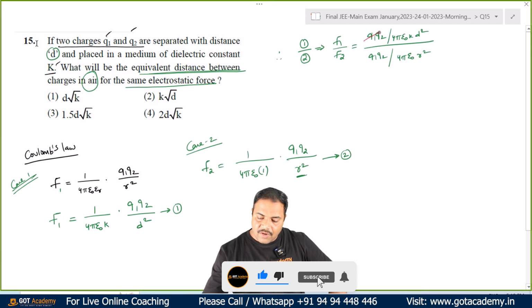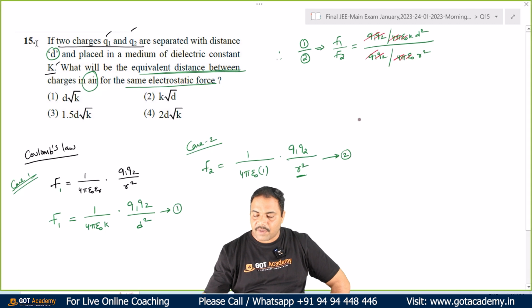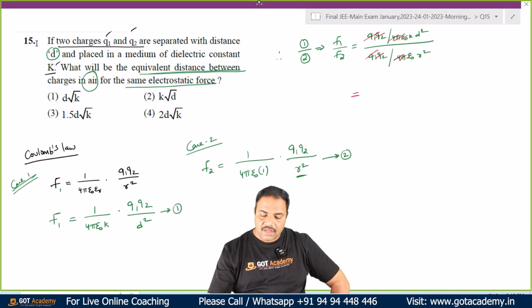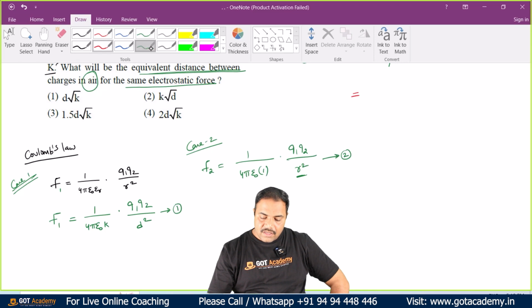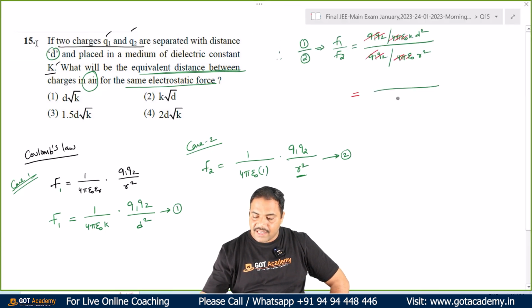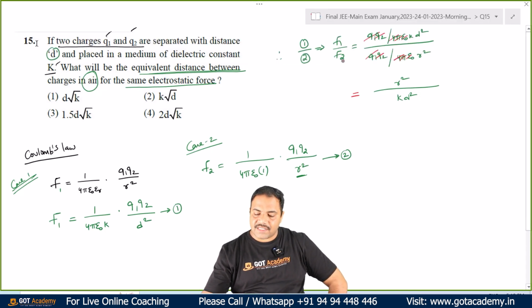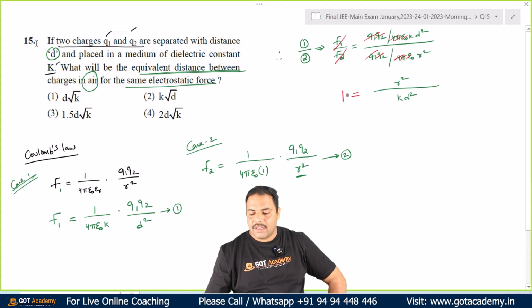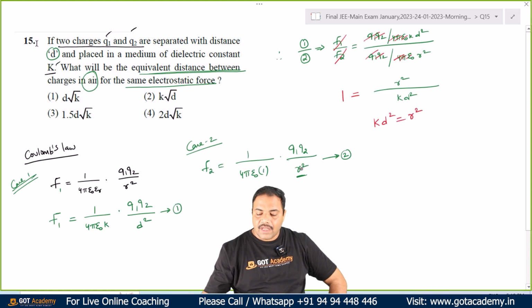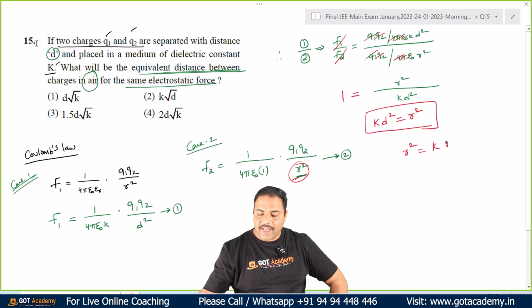Now Q1 Q2 cancel, and 4 pi epsilon naught cancels. Let us have a close look at this. What you can observe is that K d square comes downwards and r square goes upwards. The next thing is that the electrostatic force is the same, so both F1 and F2 cancel and it is 1. Going to the other side, K d square is equal to r square. Our interest is to find this r, so r square is equal to K d square.